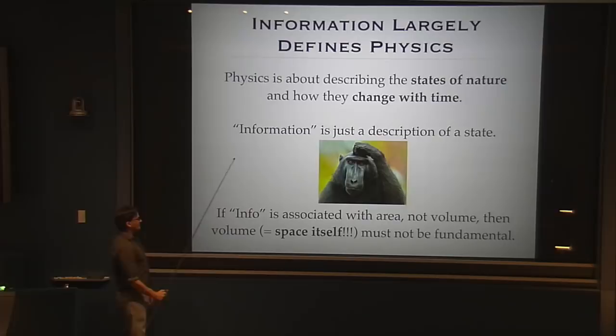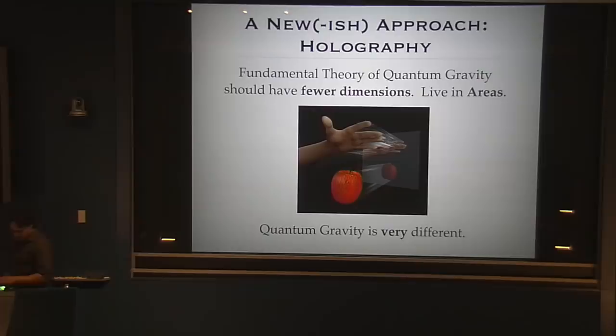So this may seem a little bit like a head-scratcher, but if information is associated with surface areas, not with volumes, then actually volume and the space it contains, space itself, isn't fundamental. It isn't really what we should be fundamentally talking about when we talk about the laws of physics. So where does this lead us? This leads to a new-ish, I say new-ish because it's something like 20 years old now, approach to how to think about quantum gravity. The idea, which is, and I mean, it is revolutionary, it should sound shocking and implausible, is that the fundamental theory of quantum gravity should have fewer dimensions.